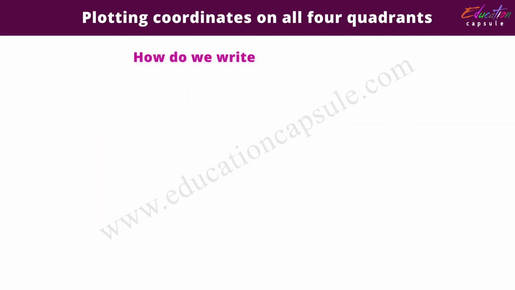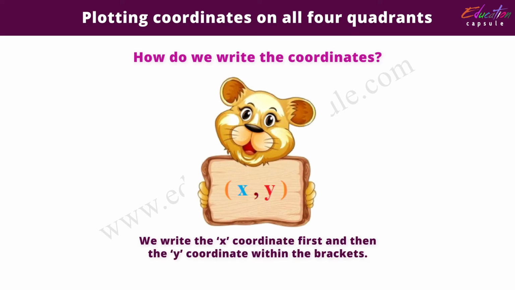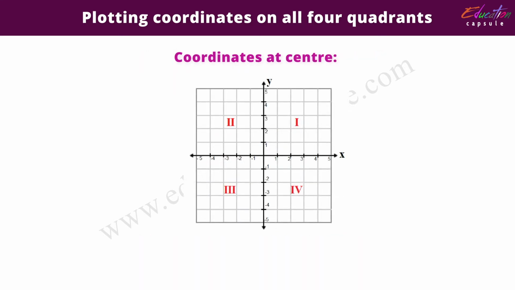Now how do we write the coordinates? We write the x coordinate first and then the y coordinate within the brackets. Coordinates at the center: the center point is called the origin. This is the point of reference for the rest of the coordinates. This is neither negative nor positive.